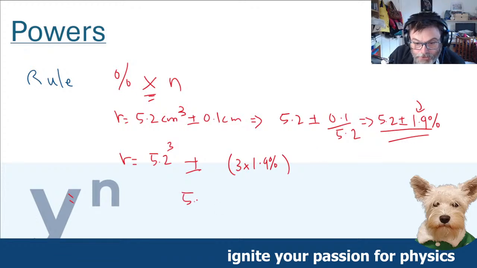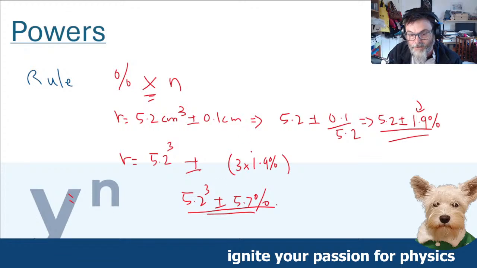So 5.2 cubed, whatever that is, I mean it's going to be 125-ish, 130, plus or minus around about 7%. Let's call it 5.7%, I think. You might want to check that, but that's the idea. So you bring the power down and then you multiply by that power. So those are the 3 rules. If you assiduously just use those every time, I want to say you can't go wrong. But whether that's true is obviously up to you. You can go wrong, of course, but that's a good place to start.